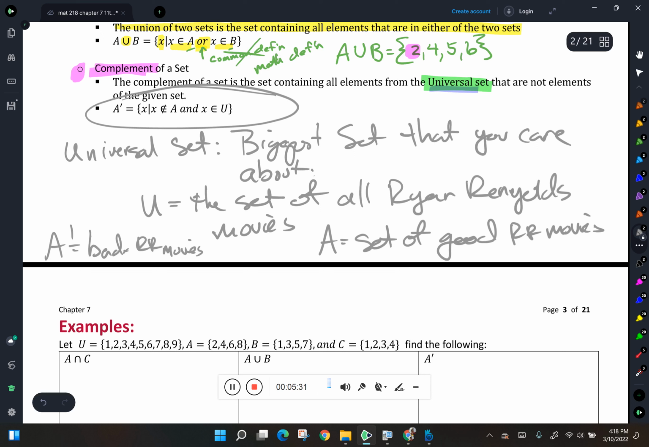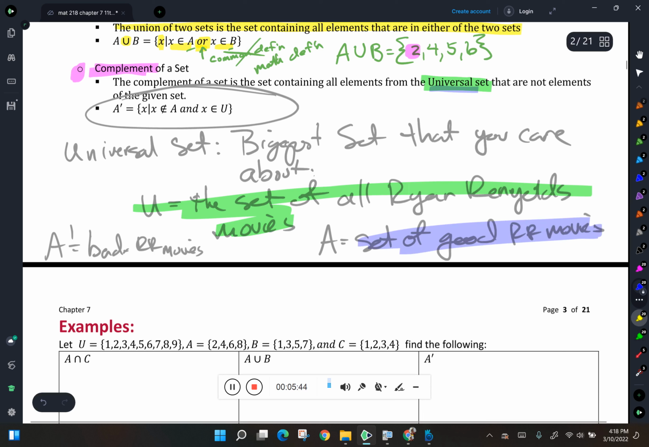Okay. So the universe tells you the set that you're working with. Okay. Everything that exists in my world is a Ryan Reynolds movie from now on. A is all of the good ones. B is the complement. So B is all the bad ones. Okay. Small set, big set.